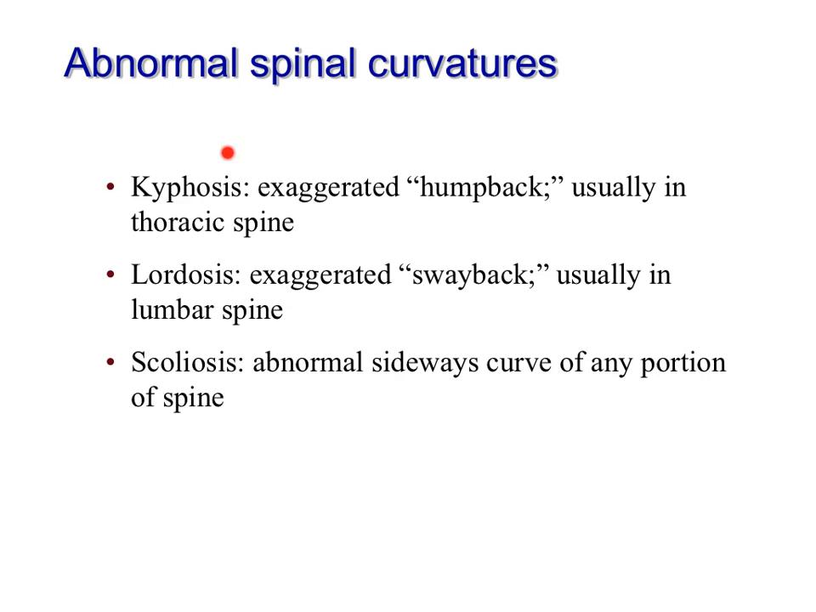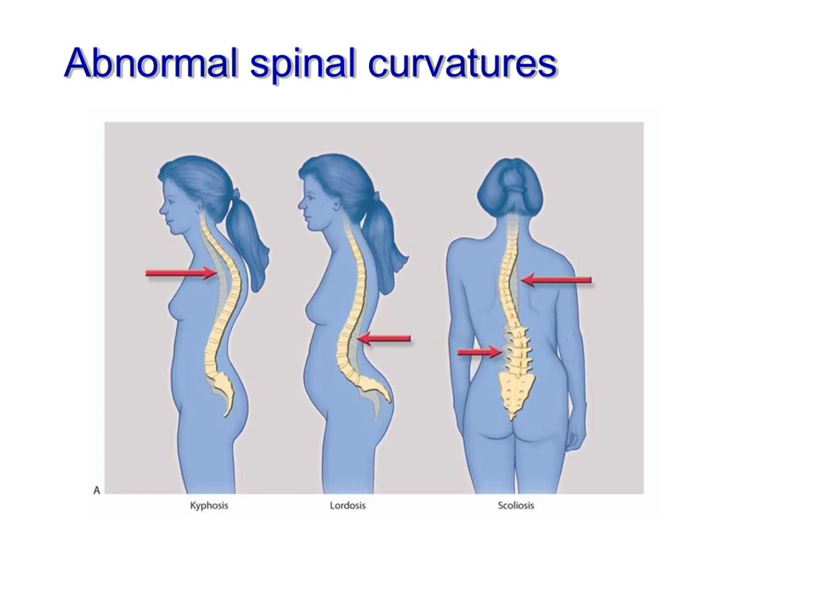So kyphosis, which is the first one, is a humpback. That's an exaggeration of your thoracic spine, usually. Lordosis is called the sway back, and that's something horses get because they're quadrupeds. This is an exaggeration in your lumbar. And then scoliosis is a sideways curve. So you see those pictures there. I'm gonna go to them here. So here we go. Kyphosis, lordosis, scoliosis. Abnormal curvatures.